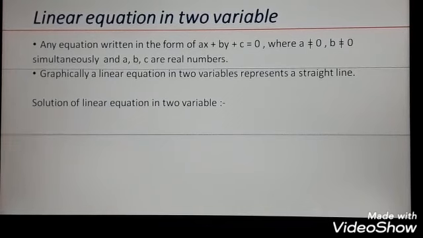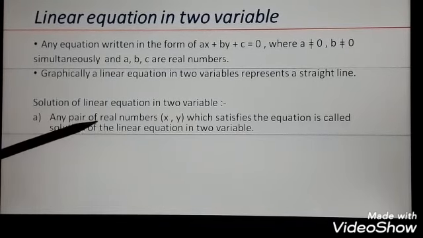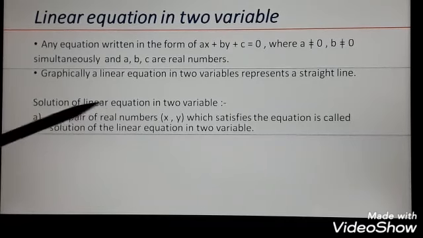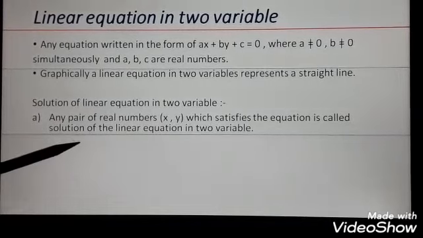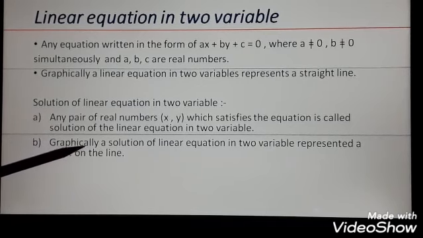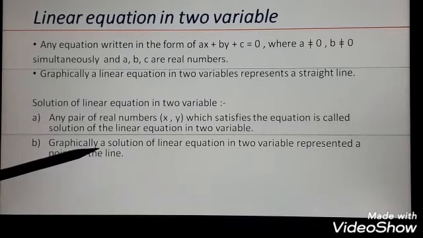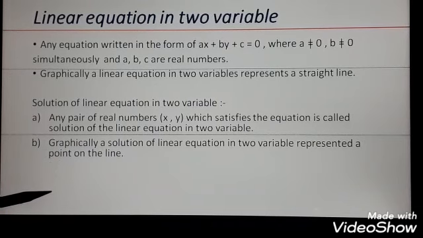Solution of a linear equation, how you can define it? Any pair of real numbers x comma y, one value of x and one value of y, which satisfies the equation is called the solution of the linear equation in two variables. Graphically, a solution is represented by a point on the line. Any point which lies on the line is known as the solution of the equation.